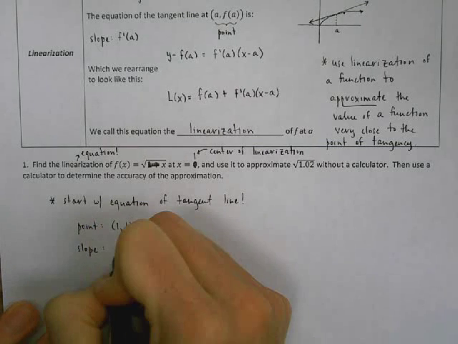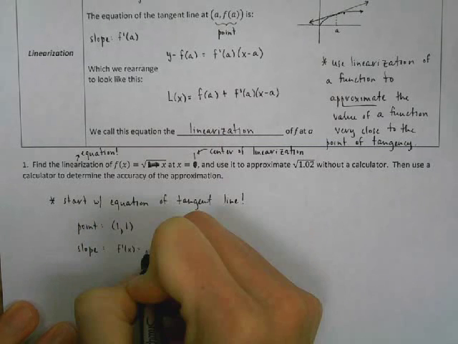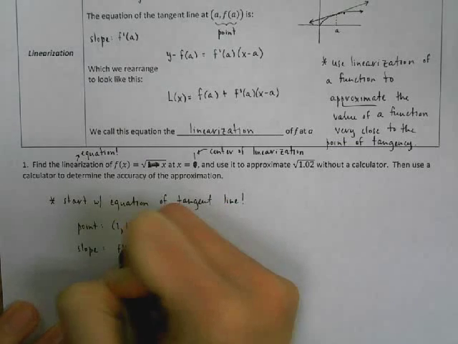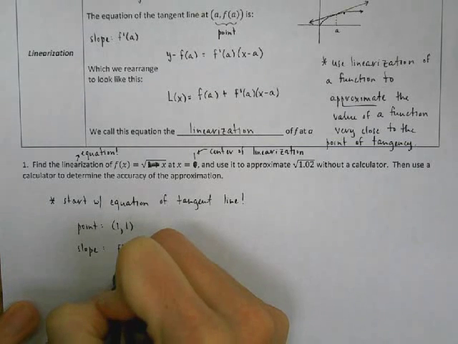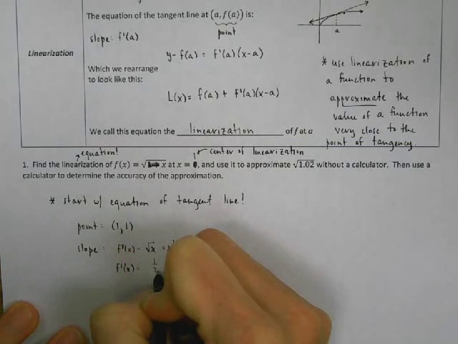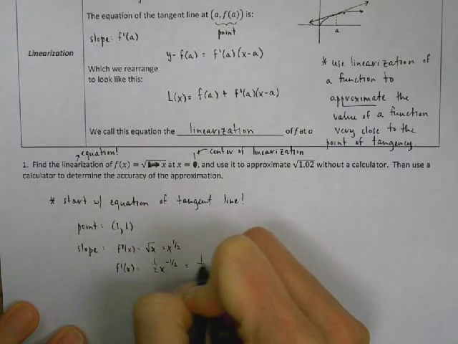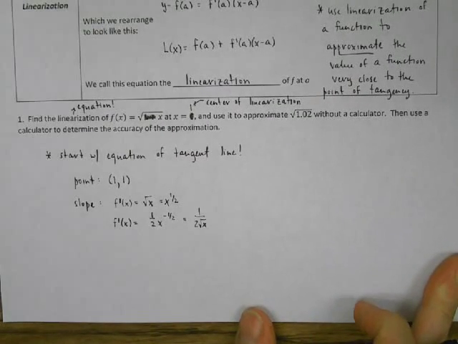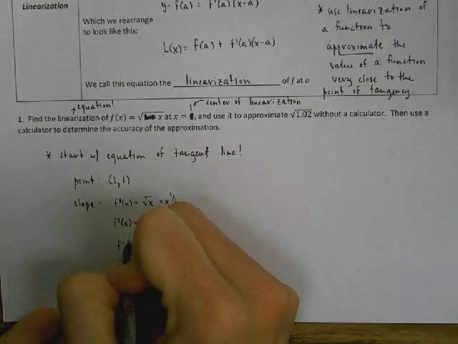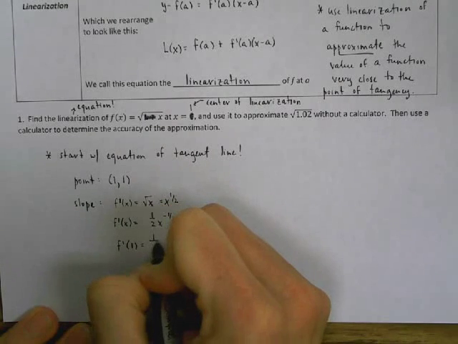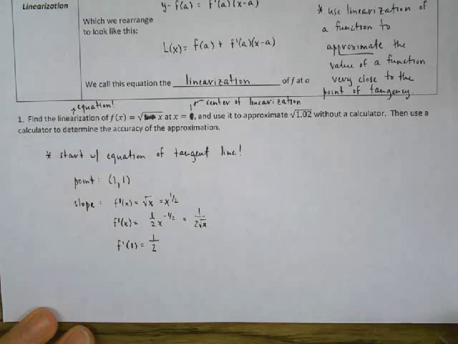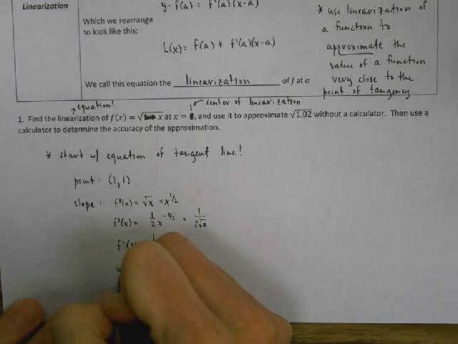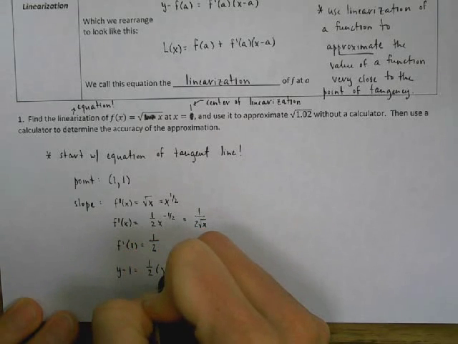So we know f of x is the square root of x, which is just x to the 1/2. So f prime of x is 1/2 times x to the negative 1/2, or 1 over 2 root x. Let me scoot this up and refocus a bit. Okay, so now my slope at x equals 1 is 1 over 2 times the square root of 1, or just 1/2. So now my equation of the tangent line is y minus 1 equals 1/2 times x minus 1.